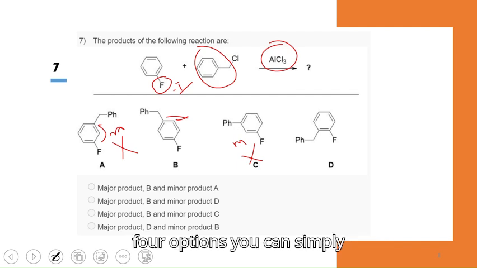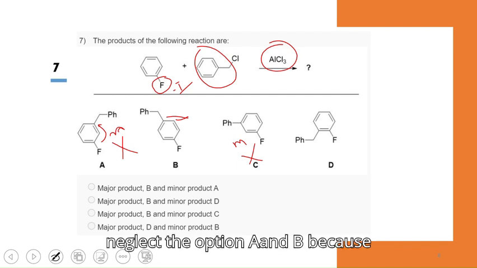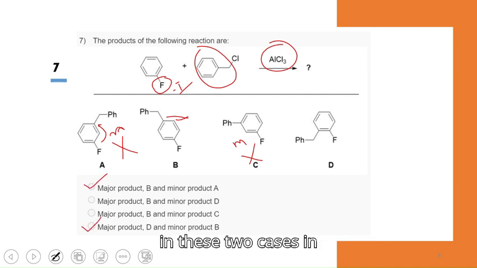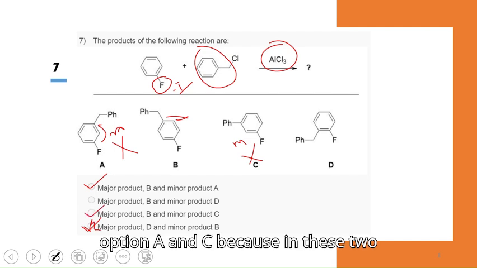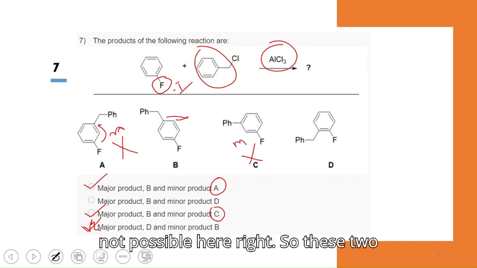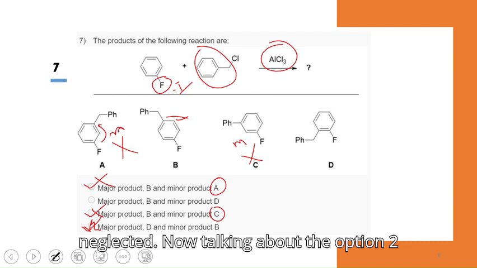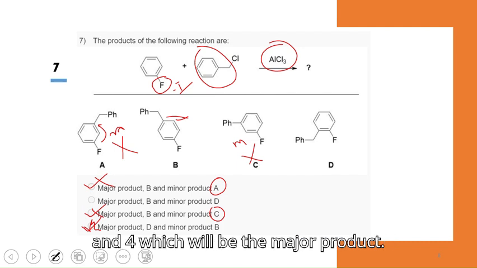So in these 4 options, you can simply neglect options A and C, because in these 2 cases A and C are the meta product, which is not possible here, right? So these 2 options are already neglected. Now talking about options 2 and 4, which will be the major product?